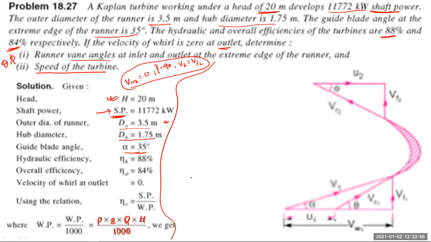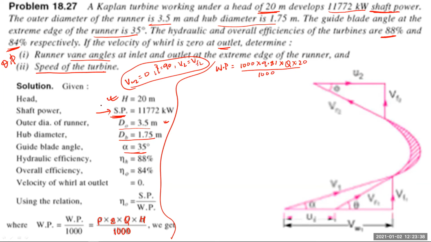Let me draw one line. What are the values given here? In your water power, you know the density. I will write here water power equals density, rho is 1000, g is 9.81, Q I need to calculate, H is 20 meters, divided by 1000. Do we have the value of your water power? No, it is not given.